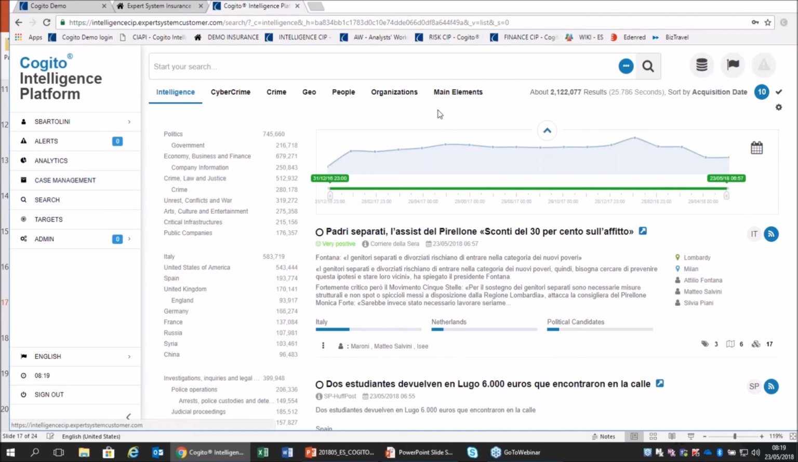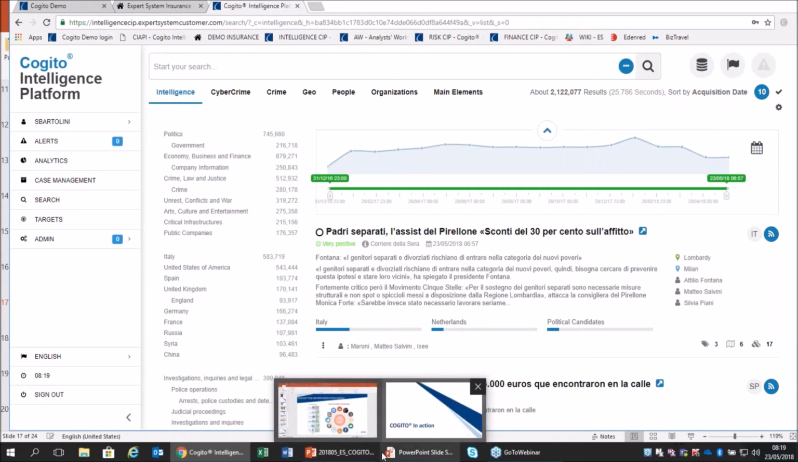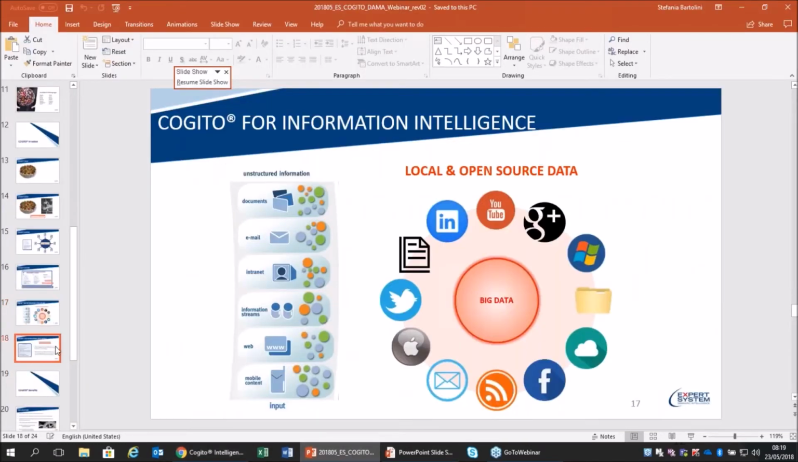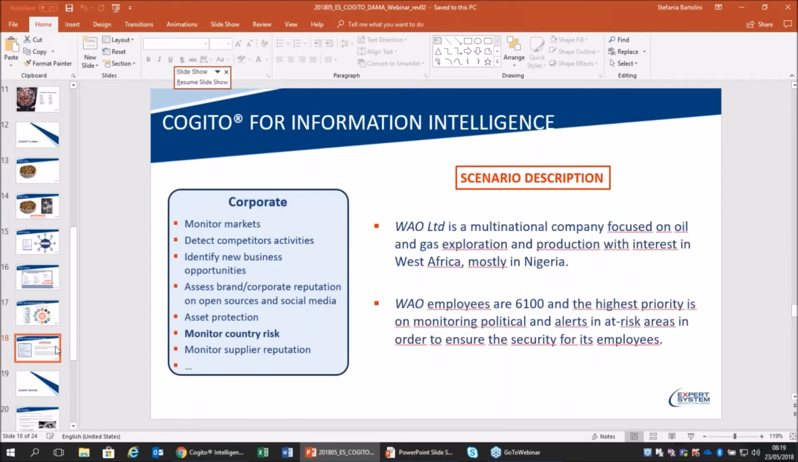As you can see here, I have set up different sources to obtain information from the web, and I have 2 million documents to analyze. We have different solutions, or different markets, where we can apply this information. But let me just think about a multinational company, in this case an oil and gas exploration company, and I'm interested in monitoring country risk.